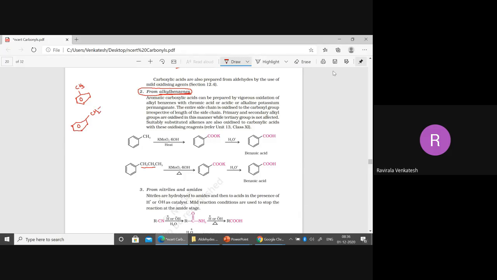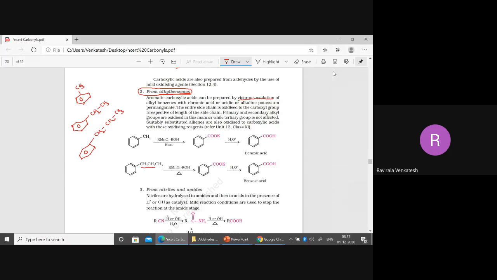CH2, CH3. I am taking 3 carbons here. I have taken 3 carbons. Now, if all these things undergo an oxidation reaction with either KMnO4 or K2Cr2O7, or you can take chromic acid.